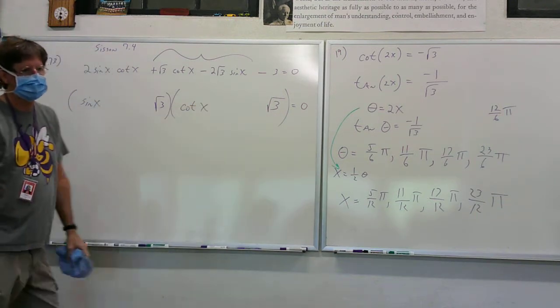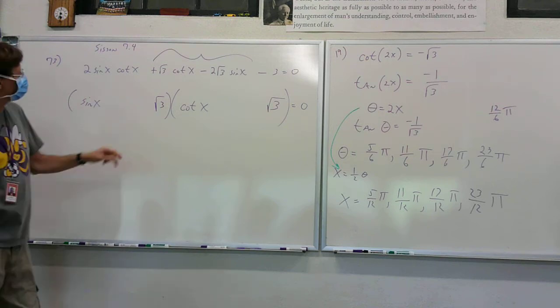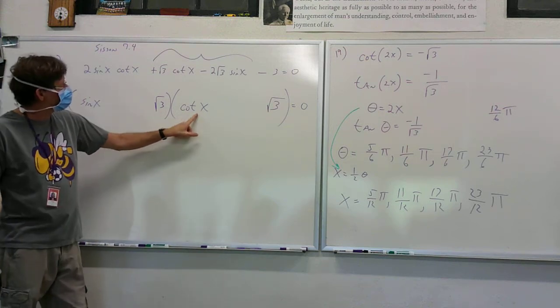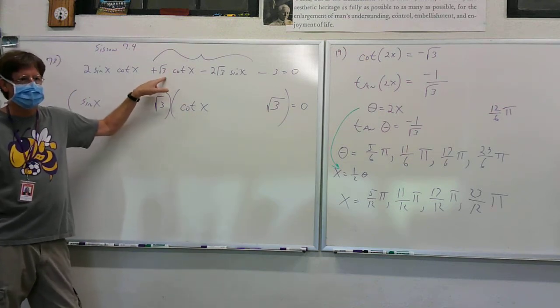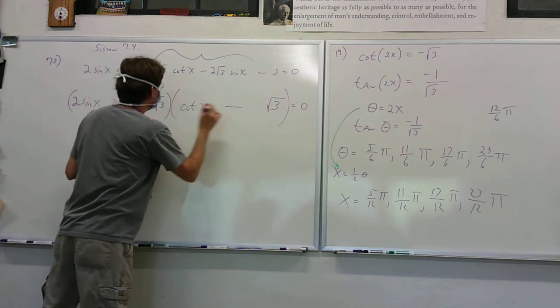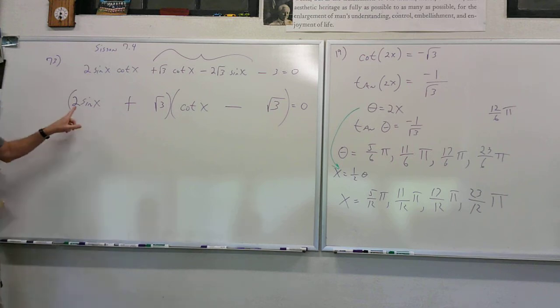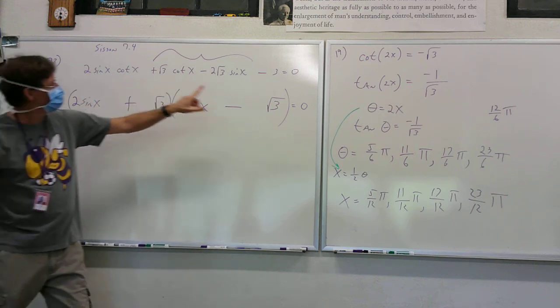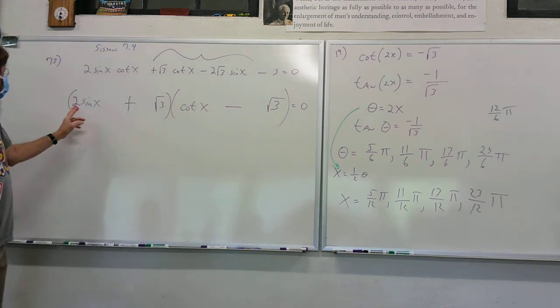3. And why am I thinking square root of 3? Because, oh, look right there. Square root of 3 times cotangent x is what? That one. I'm going to put a 2 here. I'm going to put a minus here and a plus here. Let's see what happens. 2 sine x times that would be what? Negative 2 square root of 3 sine x.